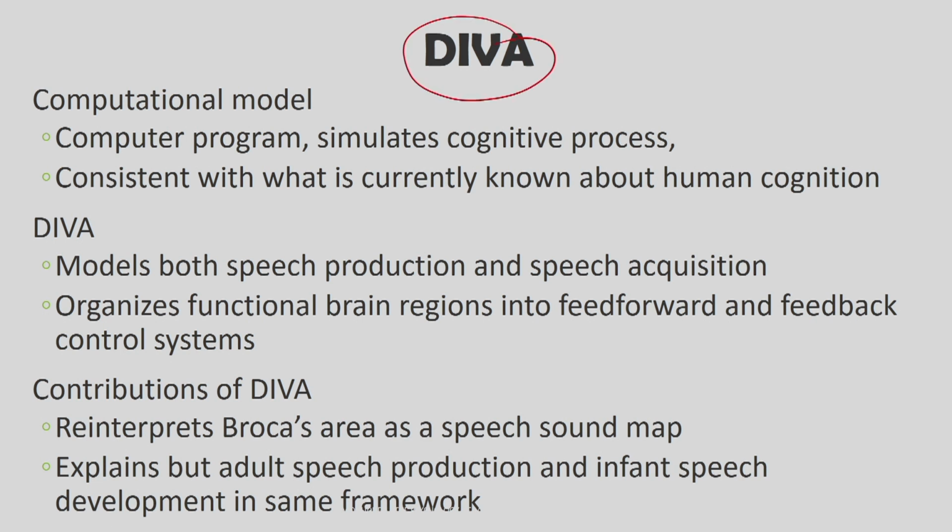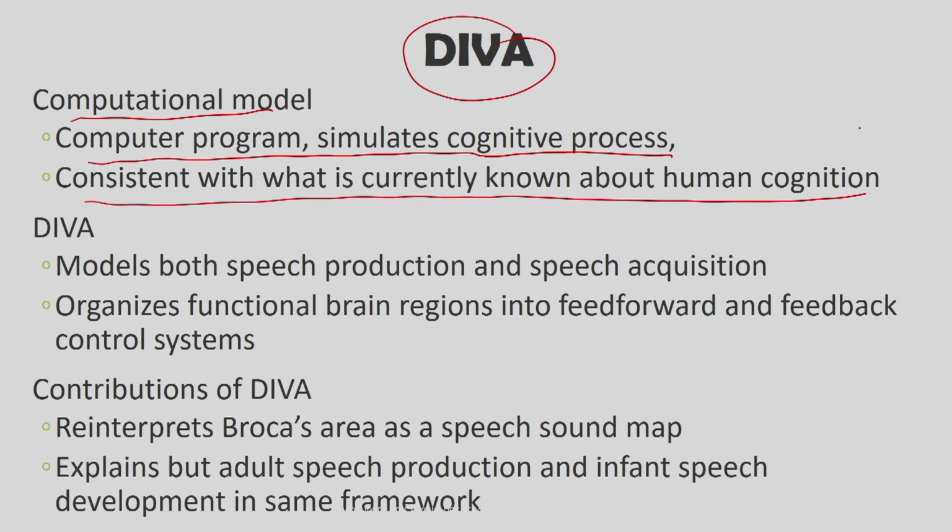Now, DIVA is basically a computational model of speech perception. So, what does it say? DIVA incorporates all the functional brain regions, organizing them into feed forward and feedback control. So, it is basically a computational model. What is a computational model? A computer program that simulates cognitive processes, that is what a computational model does, and it is consistent with what is currently known about human cognition.